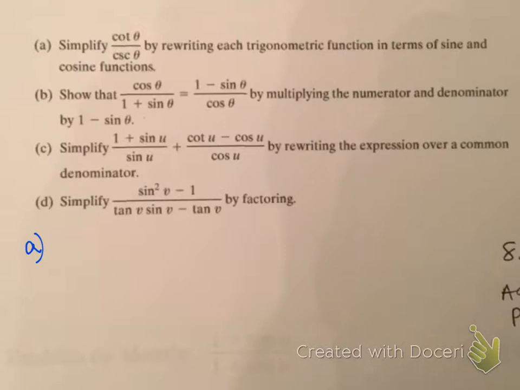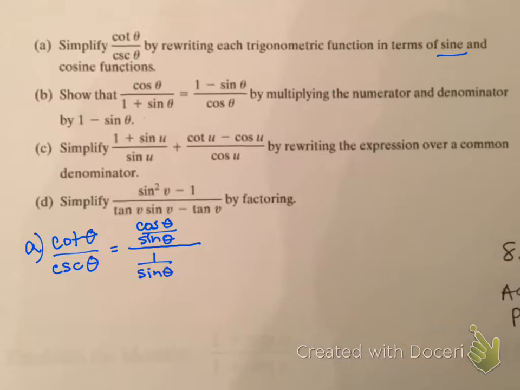It says, simplify cotangent theta over cosecant theta by rewriting each trigonometric function in terms of sine and cosine functions. So if we start at the beginning, cotangent theta over cosecant theta, and it tells me I have to write these functions in terms of sines and cosines. Alright, so cotangent is defined as cosine theta over sine theta, and cosecant is 1 over sine theta.